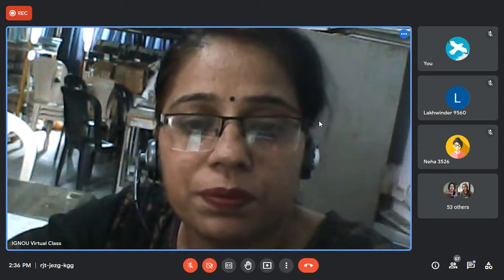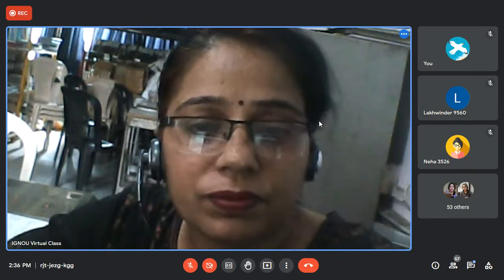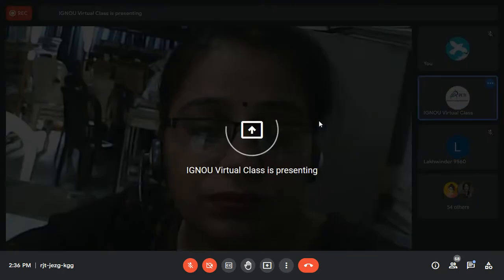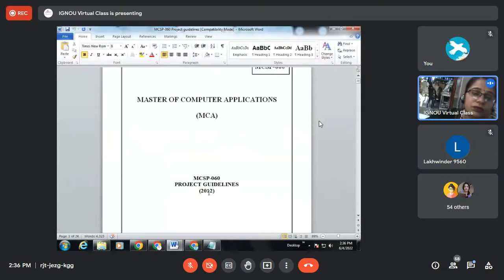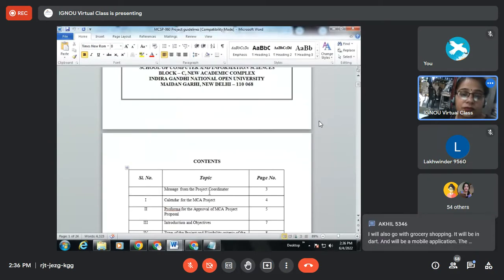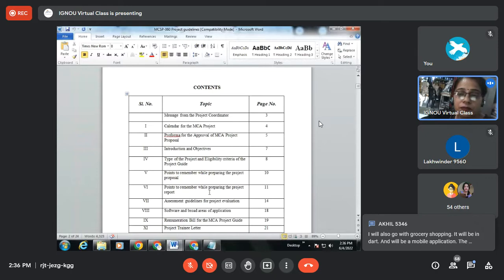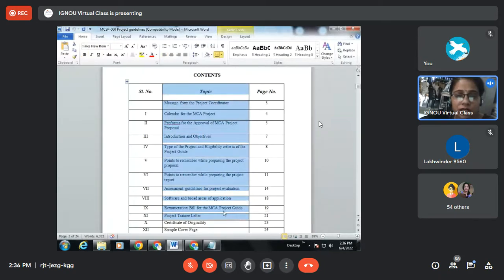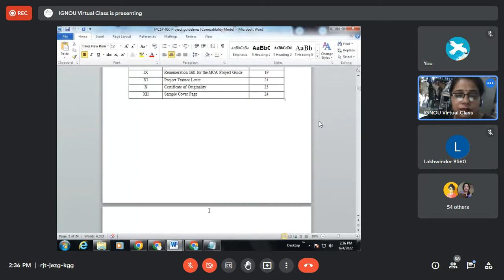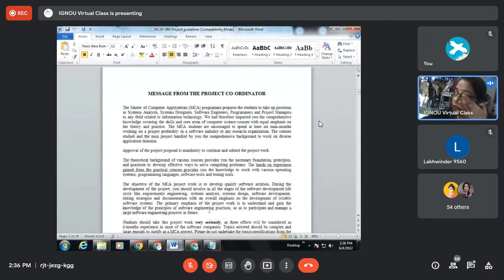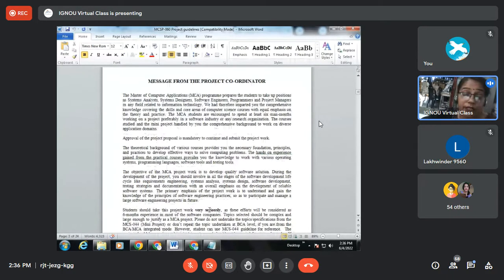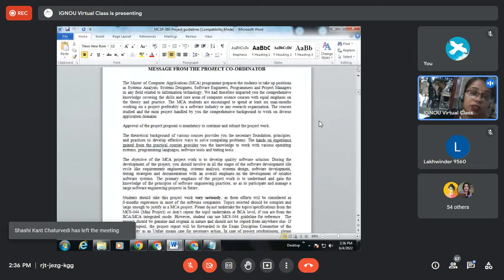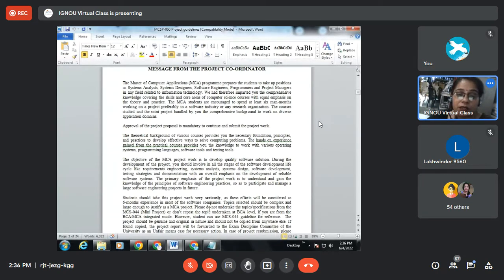Let me share my window. You can see this is the sequence in which your SRS will be structured. Now this is the message from the project coordinator to their IGNOU student or MCA student. Just go through it before choosing any title, before going ahead on this part. Forget about the code part.